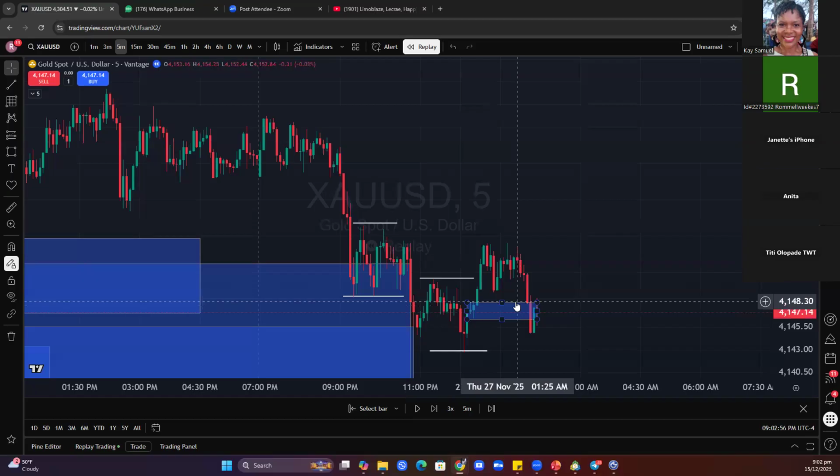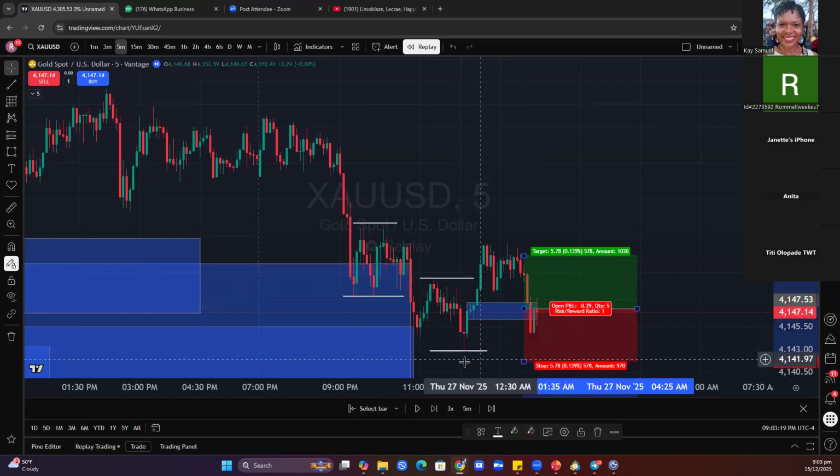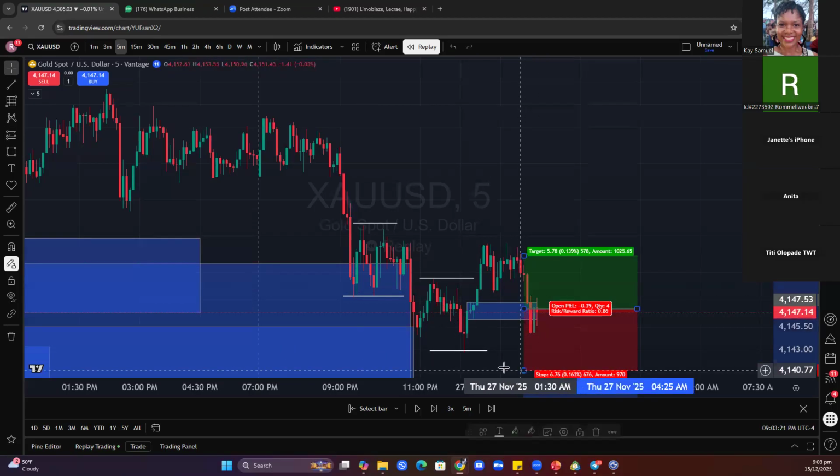If you got in here off of this, or you could get it off of that or the block. I mean, this one I would say has already been taken, to be quite honest. Price pushed up, pulled back into that already. So I would have gone off this area right here and taken my trade here.